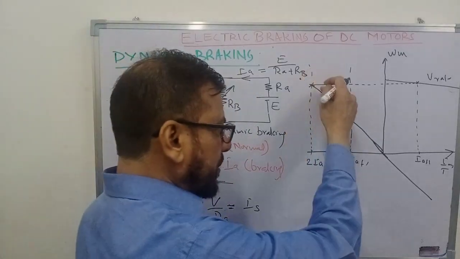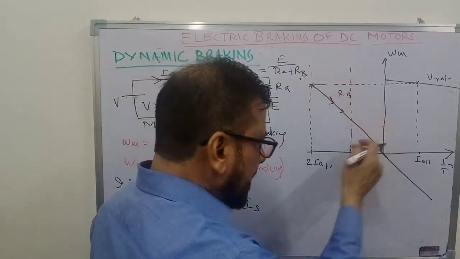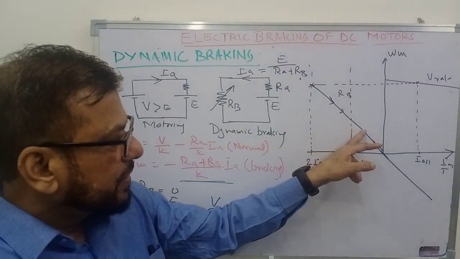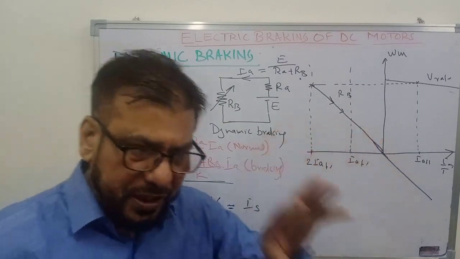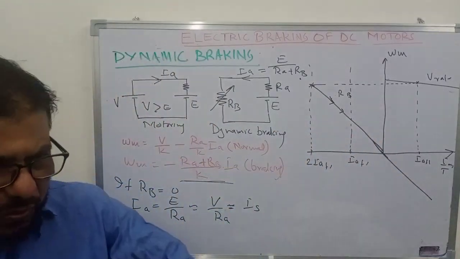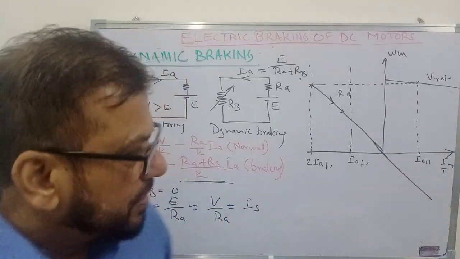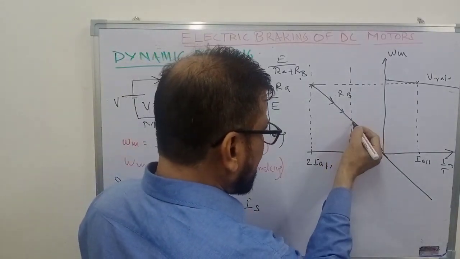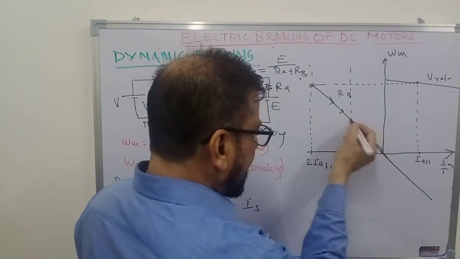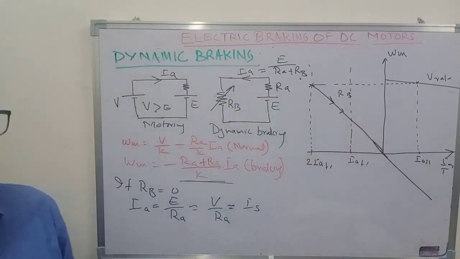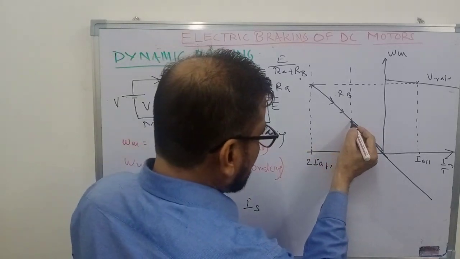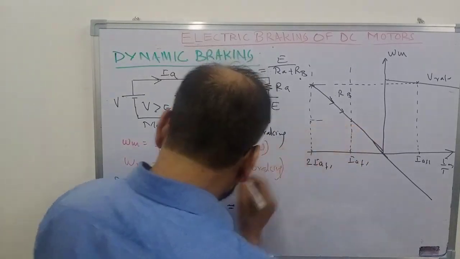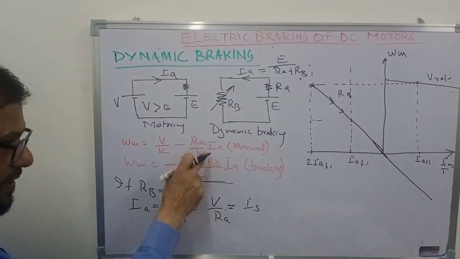As the motor's speed decreases, the current decreases. Current decreases means the torque will also decrease, so the braking torque will also decrease. So you want to maintain a high braking torque. Then what you have to do is that as the current reduces, suppose near the full load current, you again reduce the resistance. If you reduce the resistance, then the slope of the curve will decrease.